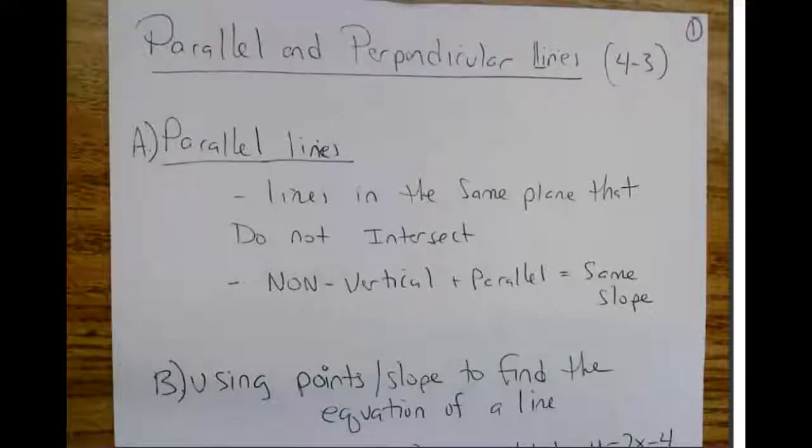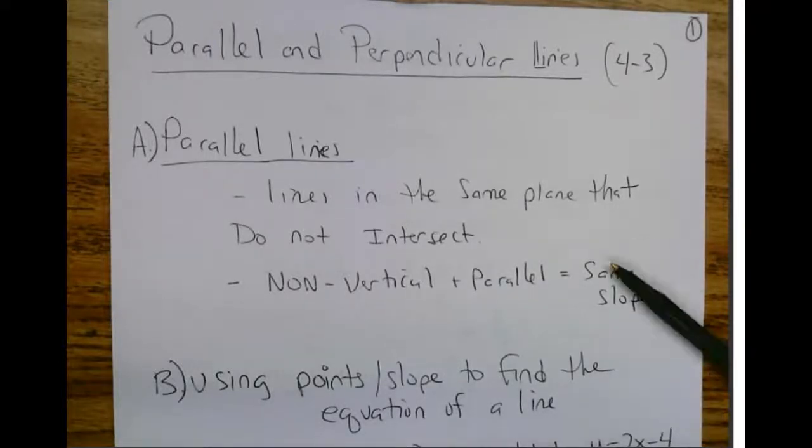Alright, so this is going to be our next notes in algebra. This is lesson 4.3. We've been talking about slope-intercept form and point-slope form in the first two lessons, and now we're going to tie some line ideas into that, specifically parallel and perpendicular lines. We want to first define each one of these and then see how we can use what we know about these types of lines to solve for unknowns.